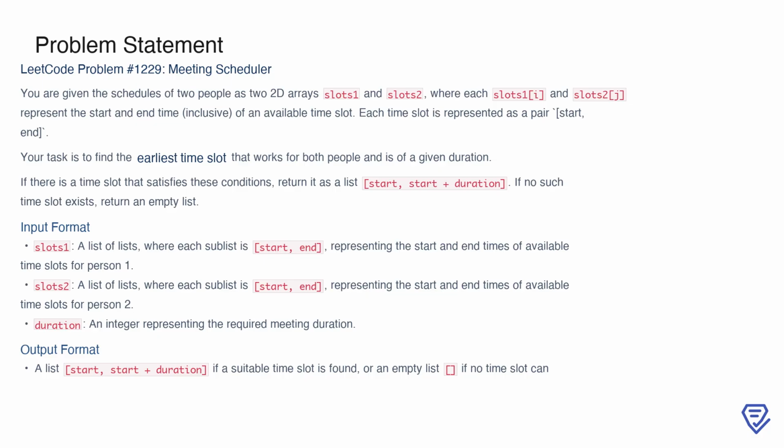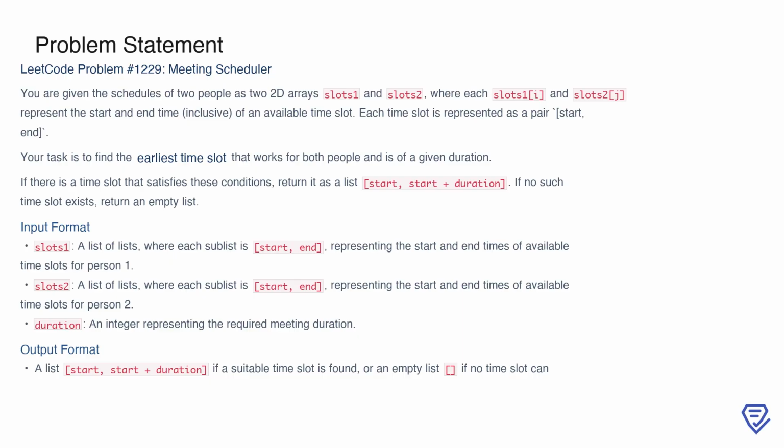In this problem, we are tasked with finding a common time slot for two people to meet. Each person has their availability represented as a list of intervals. These intervals are provided as two separate 2D arrays, slots1 and slots2, where each interval specifies a start time and an end time. Our goal is to determine the earliest time slot that overlaps between the two schedules and is long enough to accommodate a given meeting duration. If such a slot exists, we return the start time and the end time of the meeting as a two-element list. If no such slot is found, we simply return an empty list.